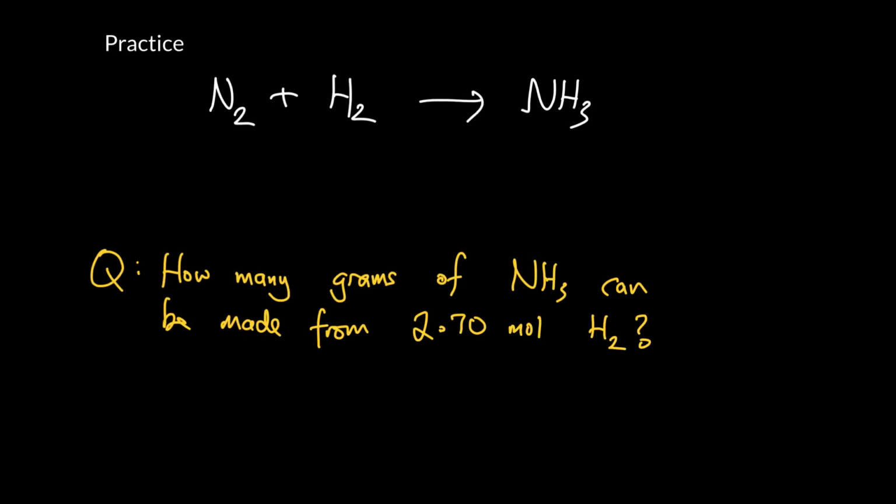Apologies, I snuck in early and wrote this problem up. So here's an unbalanced equation, nitrogen plus hydrogen. Remember those 2 of the 7 diatomic elements. They form ammonia. Ammonia is a molecule whose name is systematically nitrogen trihydride, although you have to know it as ammonia. And the question is, how many grams of ammonia can be made from 2.7 moles of H2?